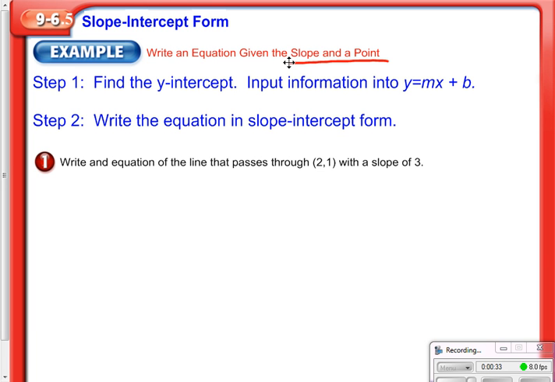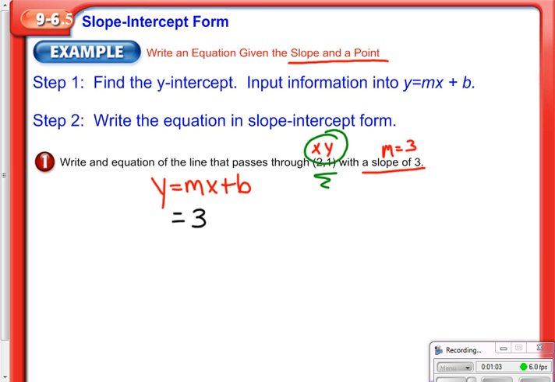Here we go. Write an equation of a line that passes through (2, 1). So we know 2 is an x value, 1 is a y value, and it has a slope of 3. So we're going to input that information into the equation y equals mx plus b. In that equation, we know our m value is 3, and our x and y are 2 and 1. So I'm going to substitute 2 in for x, and 1 in for y, plus b.